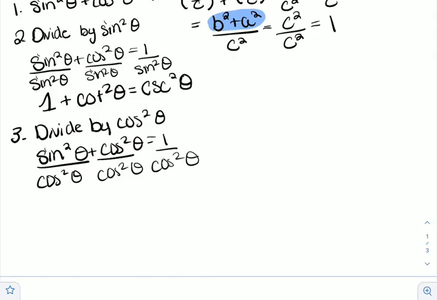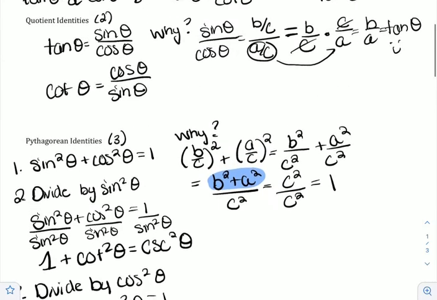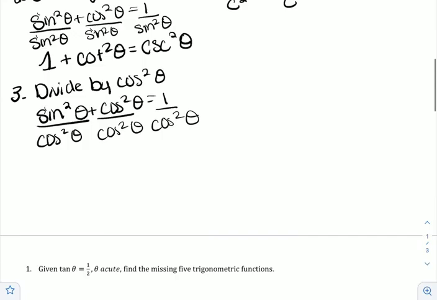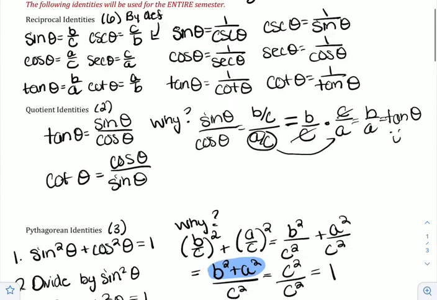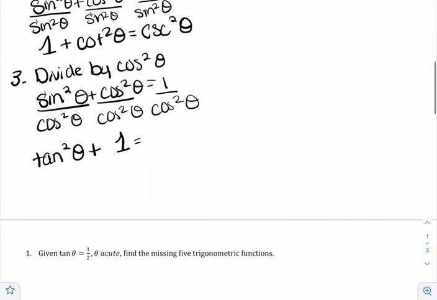Now, sine over cosine is tangent. That's the first quotient identity. So it's 2 of them, so it's going to be tangent squared. Cosine squared over cosine squared is 1. And then if we go back up to the reciprocal identities, 1 over cosine is secant. So because there's 2 of them, it's going to be secant squared theta.